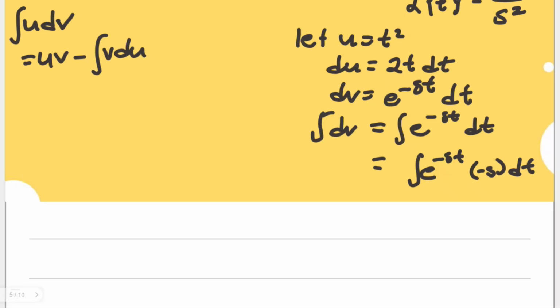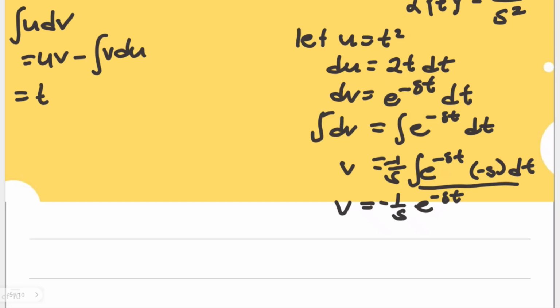These were also discussed in the previous video, so please try to review that. But since we are adding negative s here as a factor, to neutralize that, we have negative 1 over s, so that when multiplied, it's just the same as this. We are not changing the expression from above. That would mean v is equal to negative 1 over s times e to the power of negative st. So with that, we can plug in for the integration by parts. Your u is t squared, your v is negative 1 over s e to the power of negative st, minus the integral.